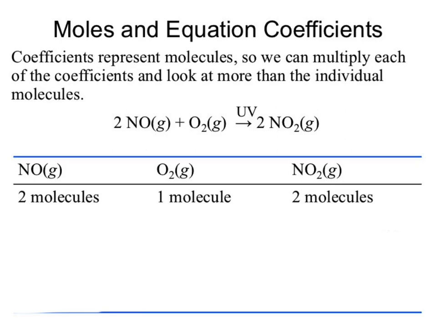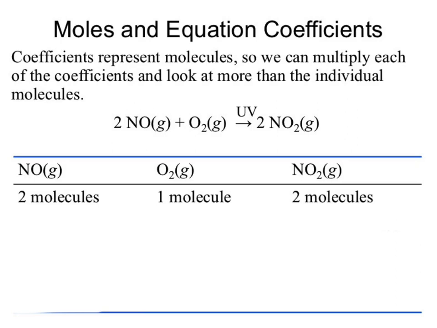So two molecules of nitrogen oxide gas plus one molecule of oxygen gas. Not plus. It's a reaction arrow now, a reaction with UV light. Sorry, that one's a bit tricky, I apologize. Produces two molecules of NO2, or nitrogen dioxide. Thank you. That is fantastic. That's what it means.